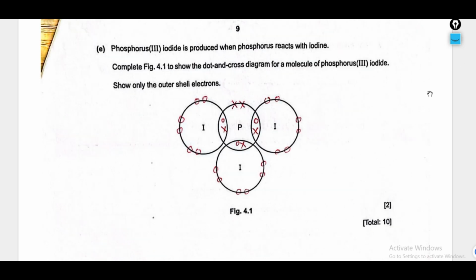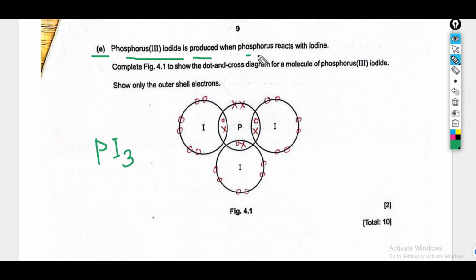Now phosphorus triiodide, PI3, is produced when phosphorus reacts with iodine. Show the dot and cross diagram for a molecule of phosphorus triiodide, phosphorus with 3 iodine. Phosphorus is a group 5 element, so it has 5 electrons in its outer shell. So it shares 1, 2, 3, and the remaining 2 are non-bonding electrons, a lone pair.